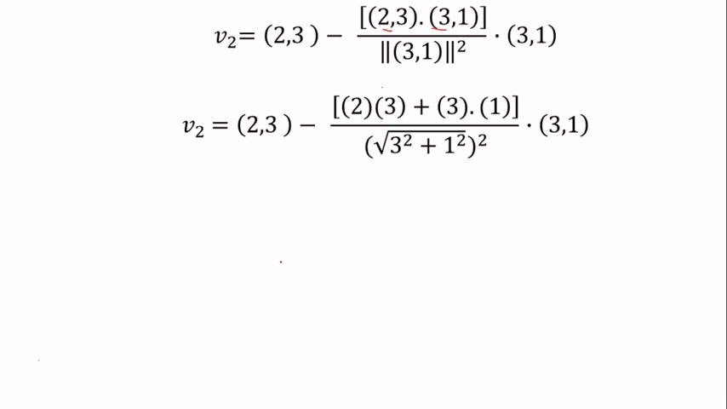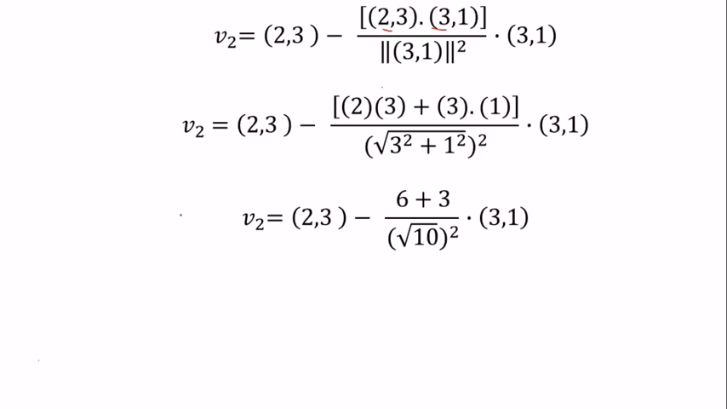In the next step, in the numerator we have 3 twos are 6 plus 3 ones are 3, and therefore v2 equals (2, 3) minus (6 plus 3) divided by the square of root 10, times (3, 1). In the denominator we have root 10 because 3 squared is 9 plus 1 is 10. Therefore the simplification of v2 is (2, 3) minus 9 divided by root 10 squared, which is 10, times the vector (3, 1). Now we'll multiply this 9 by 10 inside this vector so that we can simplify further. So let us multiply.